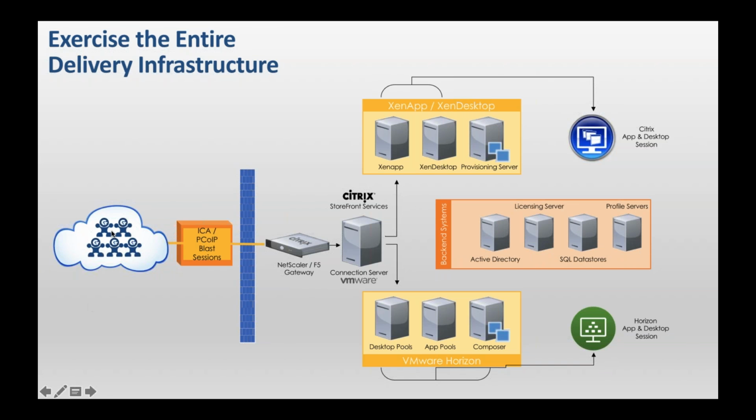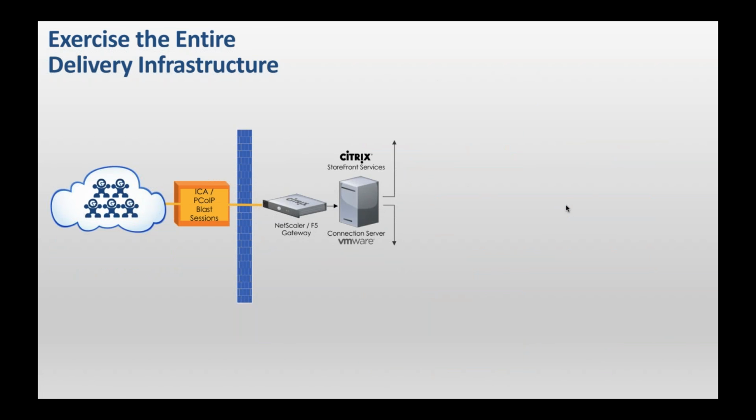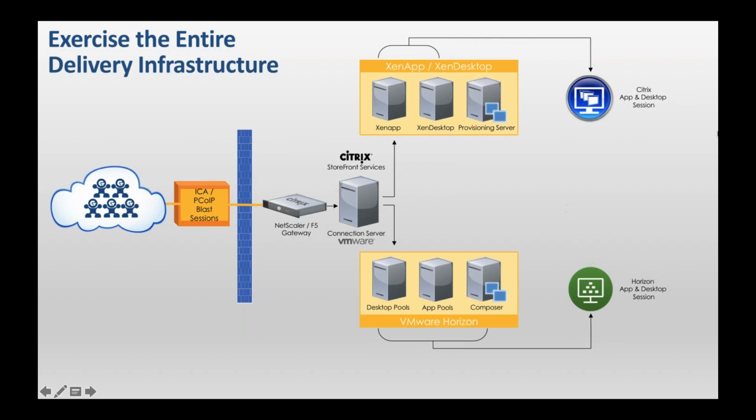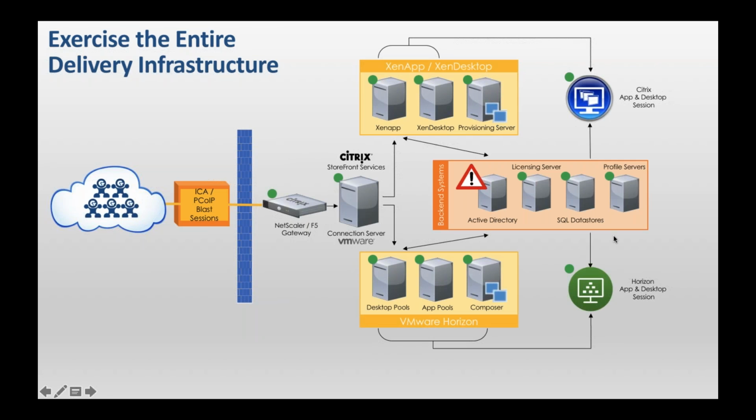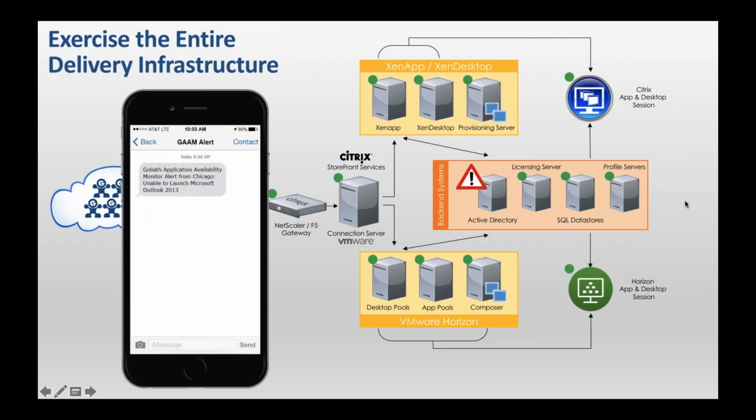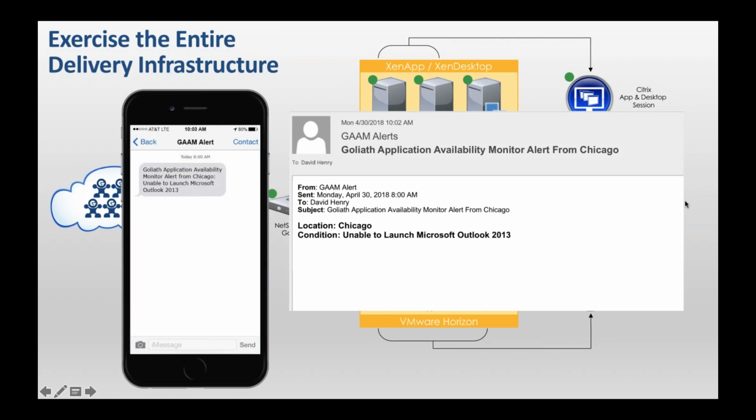So from those endpoints, starting on the left-hand side, the Application Availability Monitor initiates the connection, passing through the NetScaler and the StoreFront to the actual underlying architecture, and then establishing a session. When it does that, it has the ability to identify if there's any kind of problem along the way, and if there is, indicate a failure. For example, if there is a problem with Active Directory, it'll identify that and tell us about those errors, sending an alert notification either through a text message to your mobile device or by email as well.